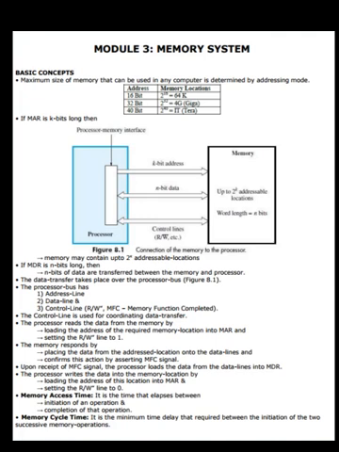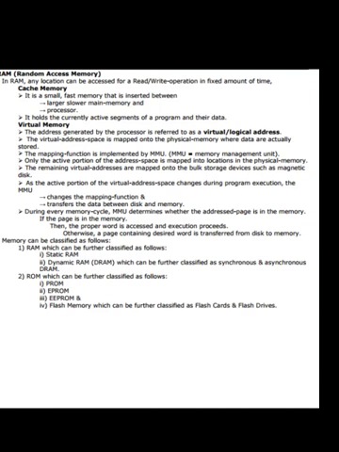Memory access time is the time that elapses between initiation of an operation and completion of that operation. Memory cycle time is the minimum time delay required between the initiation of two successive memory operations. Now let us see RAM, random access memory. In RAM, any location can be accessed for a read or write operation in a fixed amount of time. Cache memory is a small fast memory that is inserted between the larger, slower main memory and the processor. It holds the currently active segments of a program and their data.